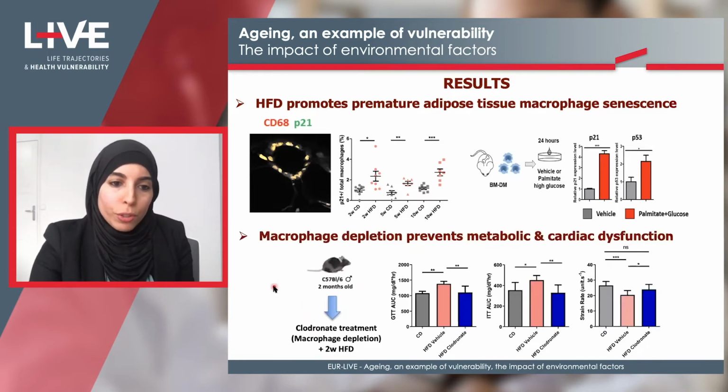To further confirm the role of macrophages, we treated mice with clodronate-containing liposomes in order to remove the macrophages, together with a high-fat diet for 2 weeks. And the data obtained showed that macrophage removal completely prevented metabolic alterations and cardiac alterations.